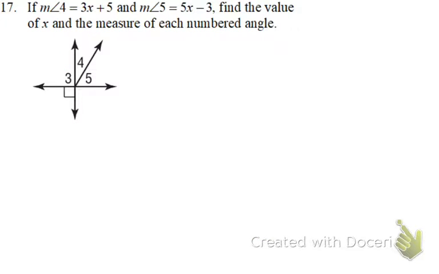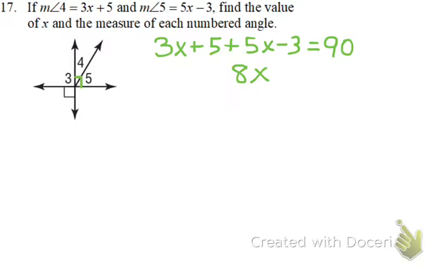All right, 4 and 5 are complementary. Because of vertical angles, we can say that since this right angle is there, the other vertical angle with it is 90. So 4 and 5 have to add up to 90. So we can write 3x plus 5 plus 5x minus 3 has to equal 90. Combine like terms: 3x plus 5x is 8x. 5 plus negative 3 is 2.